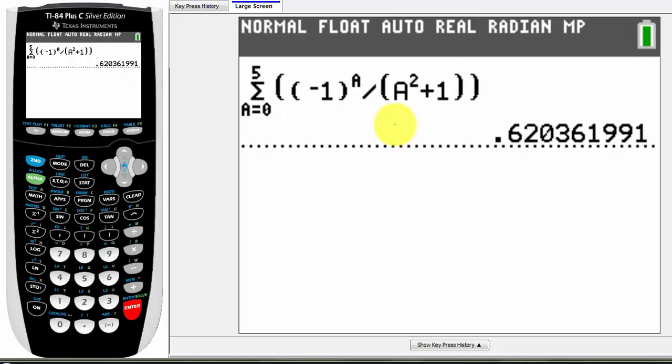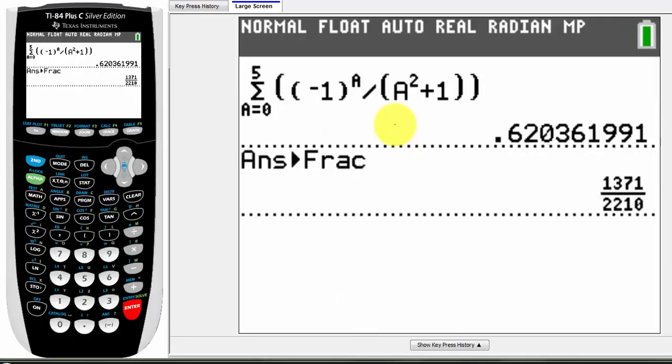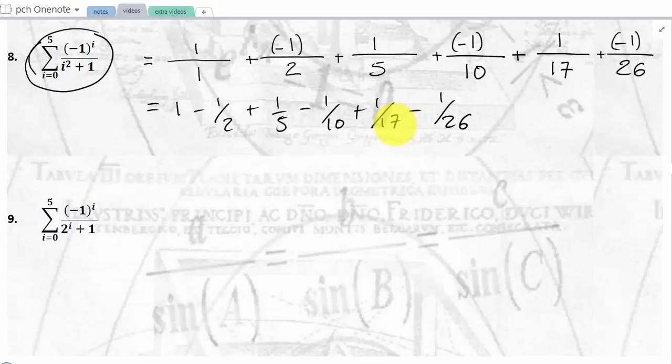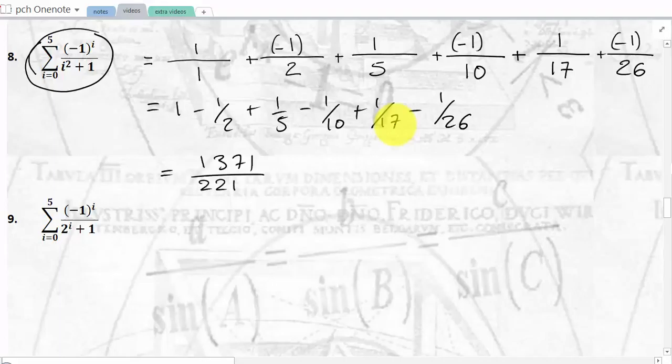Enter, and we find this number. Let's try to frac that. Fraction, enter, and yep, we have it, 1371 over 2210. So the sum is 1371 over 2210. Here we go. Let's move on. Let's go over the next example.